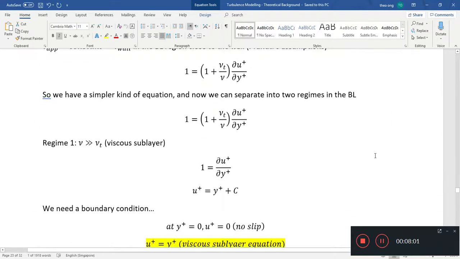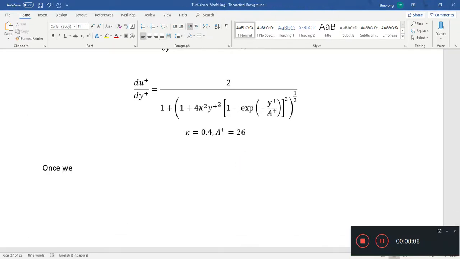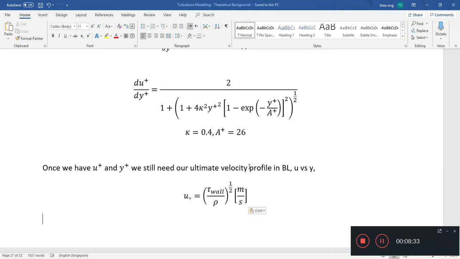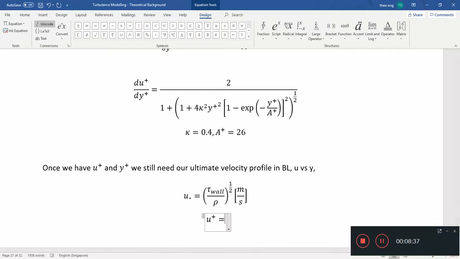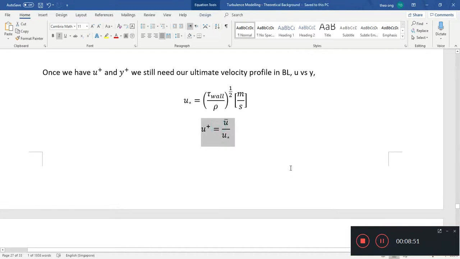Okay, so I just want to remind you, once we have u plus and y plus, we still need our ultimate velocity profile in the boundary layer, u versus y. And remember what u plus was. U plus equals u bar, which is the resolved velocity, divided by u star. So that is that, u bar over u star.